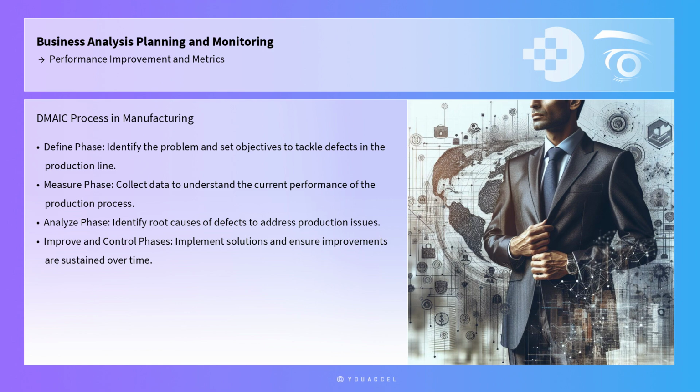This approach provides a clear framework for problem-solving and process improvement. For instance, a BA in a manufacturing company might use the DMAIC process to reduce defects in the production line. In the Define phase, they would identify the problem and set objectives. In the Measure phase, they would collect data to understand current performance. During the Analyze phase, they would identify root causes of defects. The Improve phase would involve implementing solutions to address these causes. Finally, the Control phase would ensure that the improvements are sustained over time.